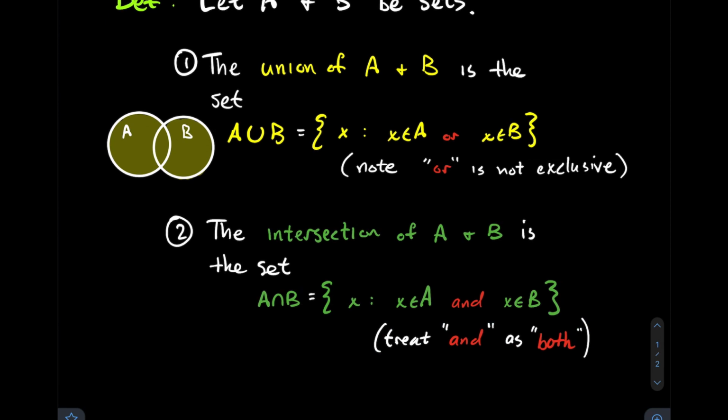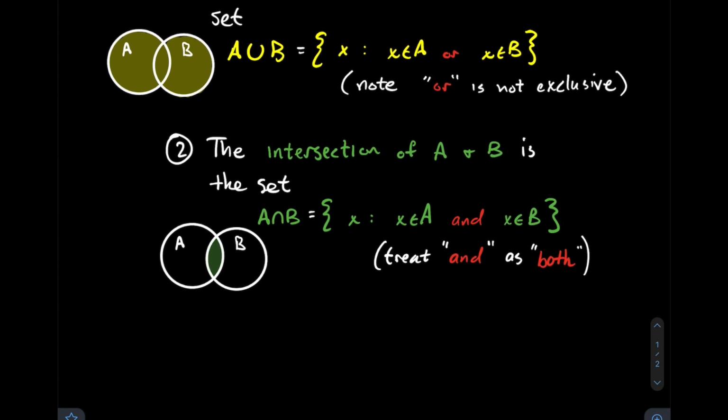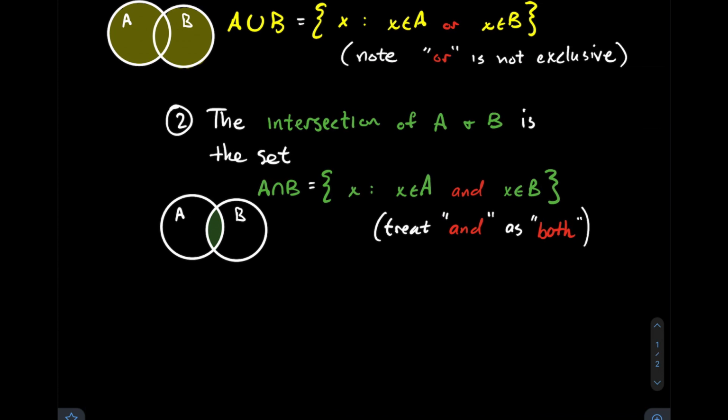So the intersection is all the things that are in both sets A and B. So it's kind of the overlap of the two. And I'm trying to illustrate what I mean by overlap, again, with a Venn diagram. So the intersection is that shaded region in the middle.